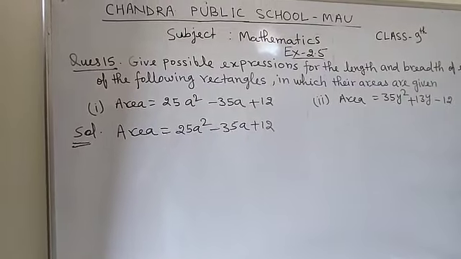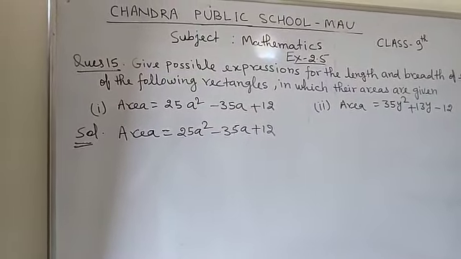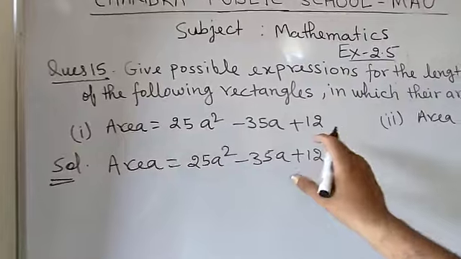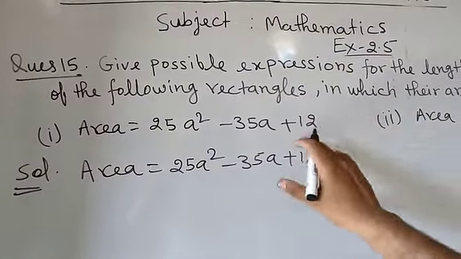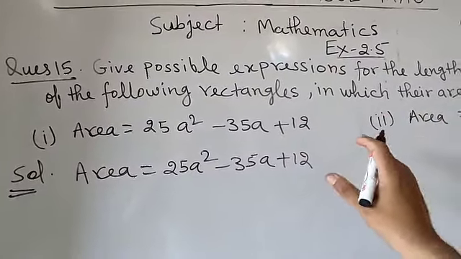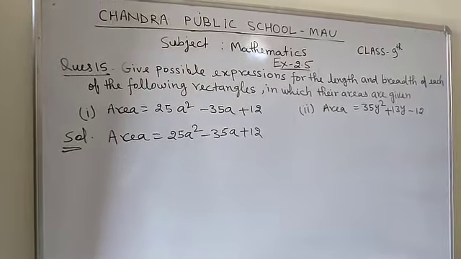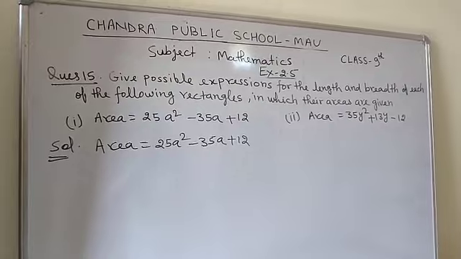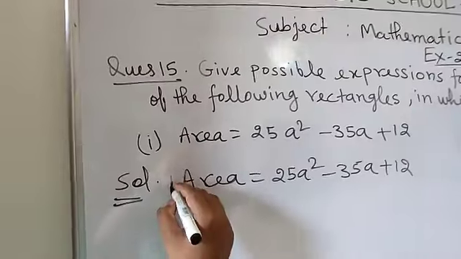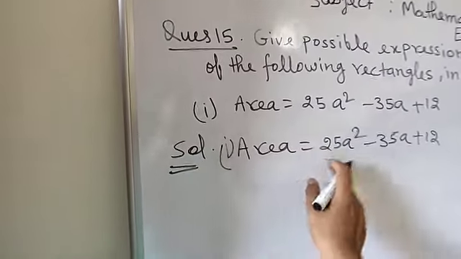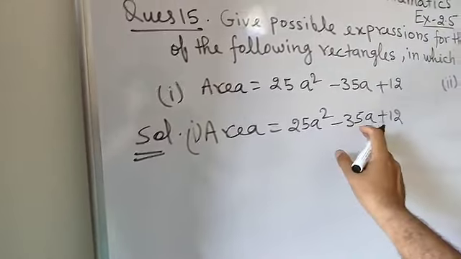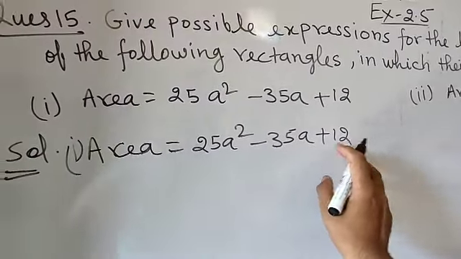Both are quadratic polynomials. A quadratic polynomial can be factorized by splitting the middle term. So you need to split the middle term and factorize it. You will find two factors, and one factor will be the length and the second will be the breadth. I am going to give the solution of the first, and you need to solve the second similar to the first one. So here I have written area equal to 25a square minus 35a plus 12.